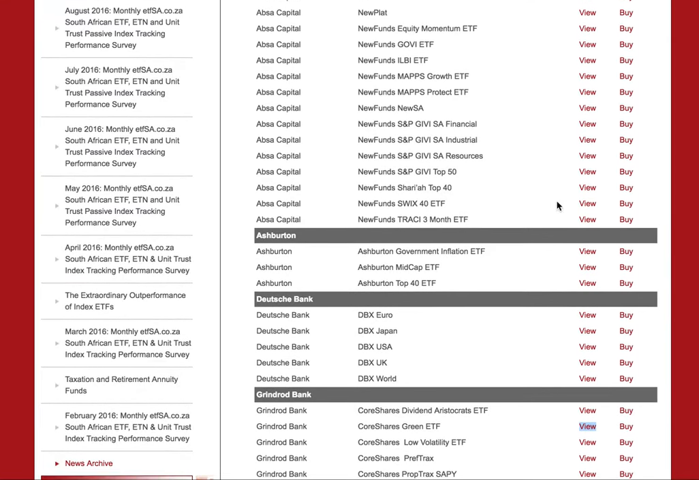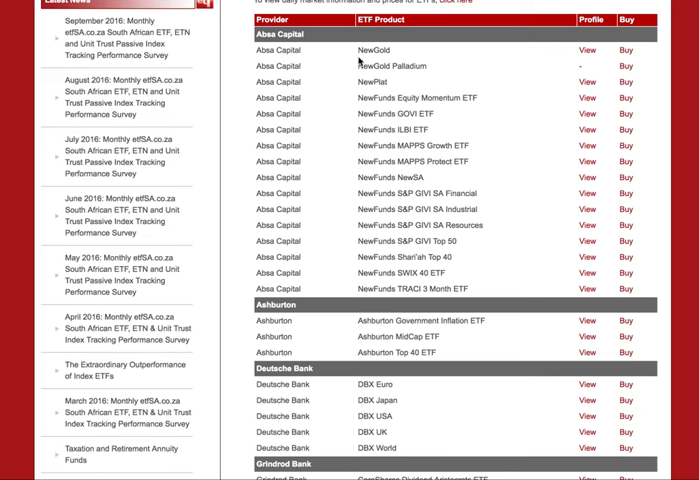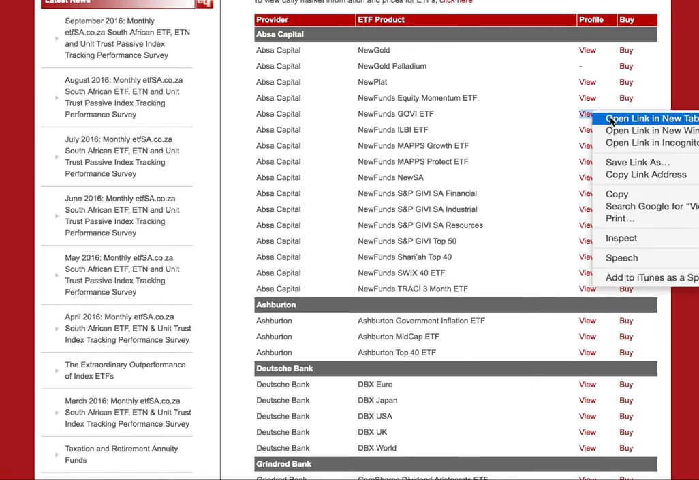Anyway, let's look at one more. Which one should we look at? So Absa is a big bank in South Africa. It's got a partnership going with Barclays. So we can see they offer quite a few interesting ones. Let's look at the Govvy. This is an index on South African government bonds.